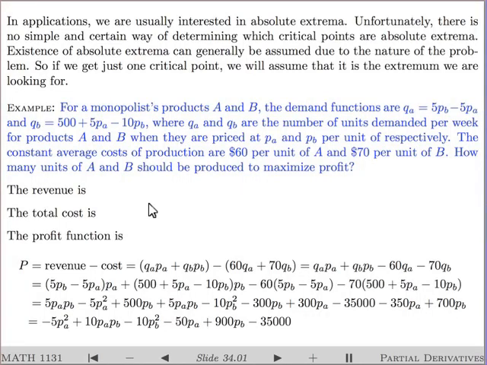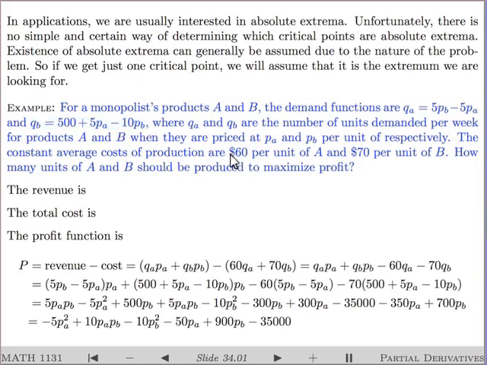Welcome. In this session, we'll do an example where we find the maximum profit given the demand functions and cost data. The demand functions are given in the form quantity demanded equals some function of the price. QA, the demand for A, is given as 5PB minus 5PA, where PA and PB are the prices per unit for A and B. Same way QB is given in terms of PA and PB.